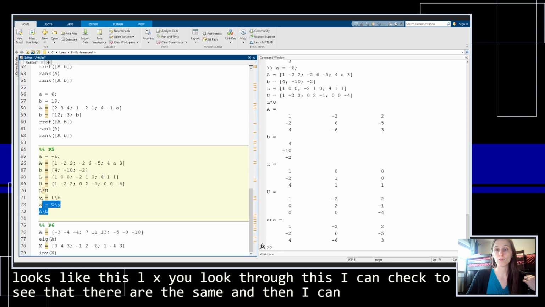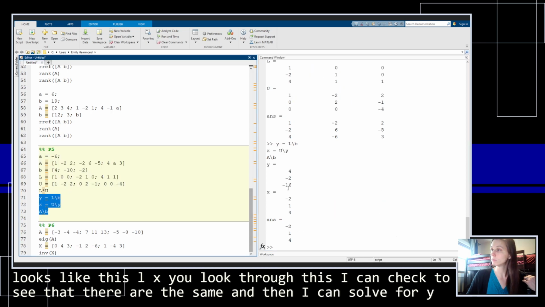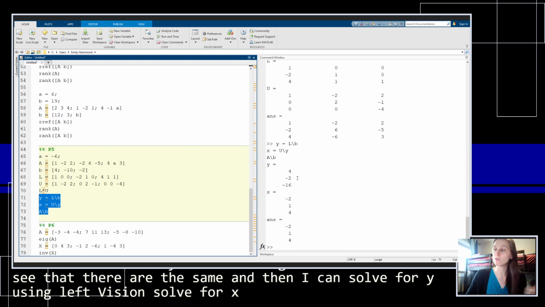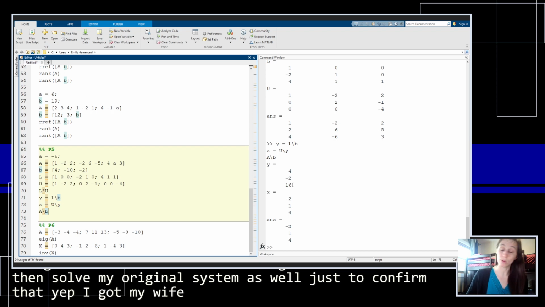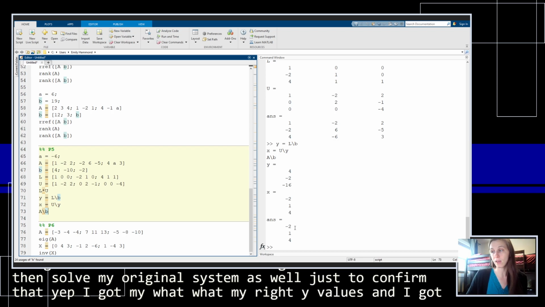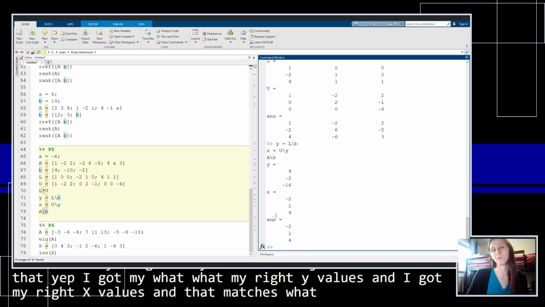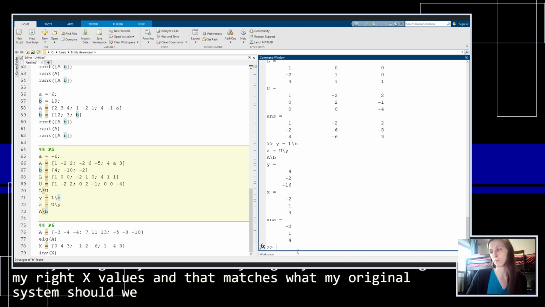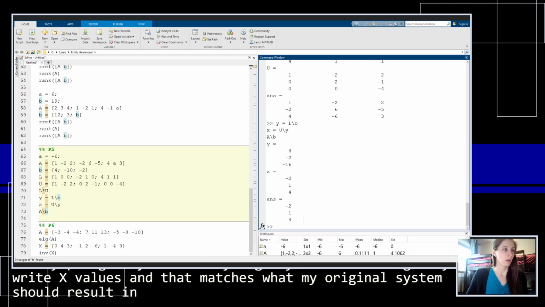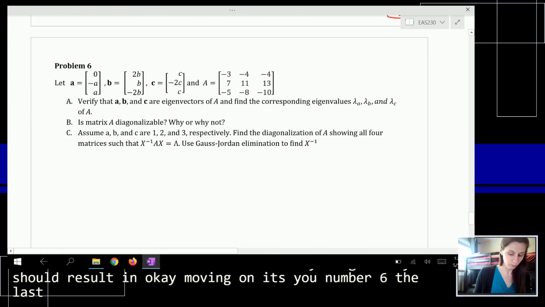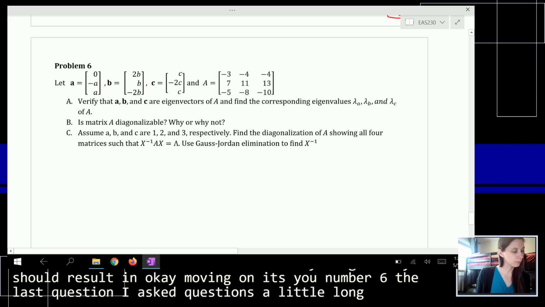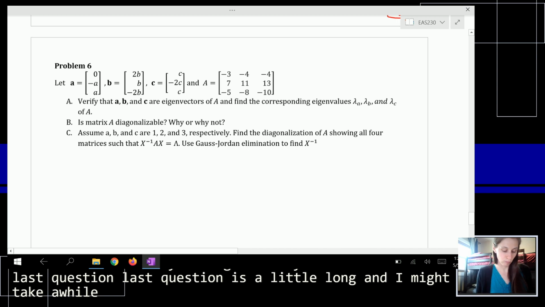And then I can solve for y using left division, solve for x using left division, and then solve my original system as well, just to confirm that, yep, I got my right y values and I got my right x values, and that matches what my original system should result in. Okay, moving on to number 6, the last question. The last question is a little long, and it might take a while, but that's okay.